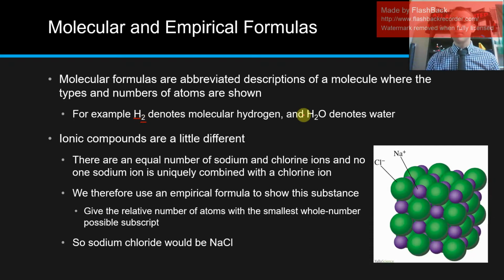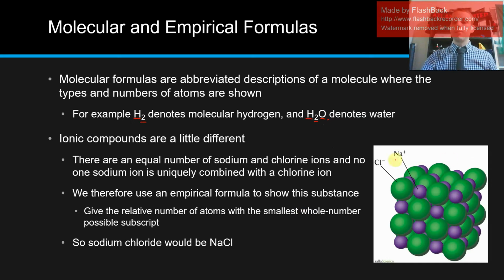What about something a little bit more complex, such as water, right? We know that water is 2 hydrogen atoms and 1 oxygen atom. And so we denote this by saying hydrogen with an H, with a subscript of 2, and oxygen with an O, and an understood value of 1. Ionic compounds are a little bit different. With ionic compounds, we have to use empirical formulas.